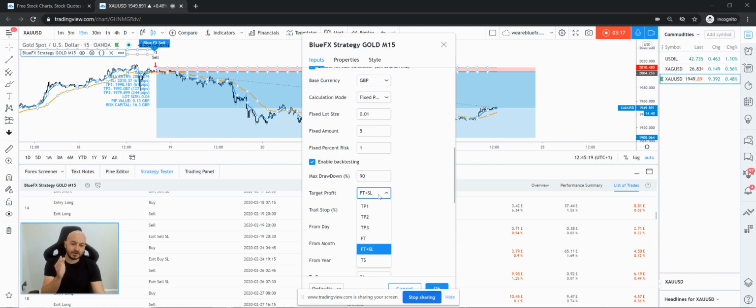So the exit and the most profit on this is based on FT and SL. What that means is we enter the trade, we set the stop loss, and we stay in that trade until we see a reverse signal. So we've not banked any profit on this sell. If we see a buy over the next few hours or whatever, then the sell will be closed and we will follow the buy.